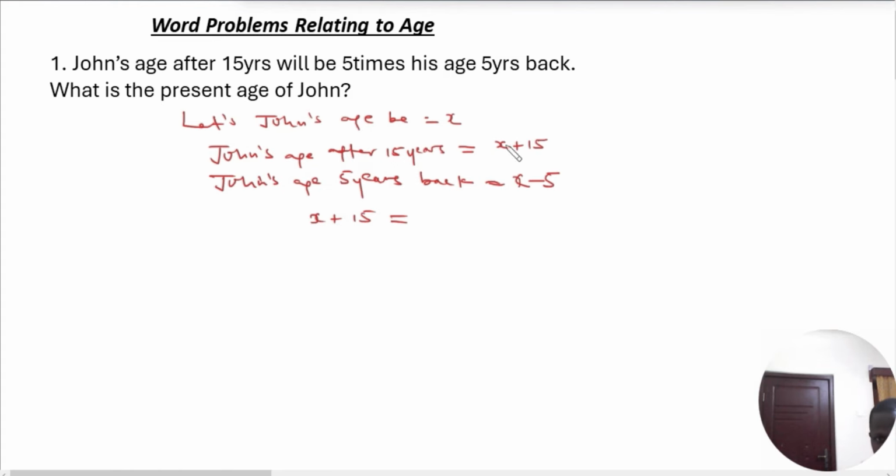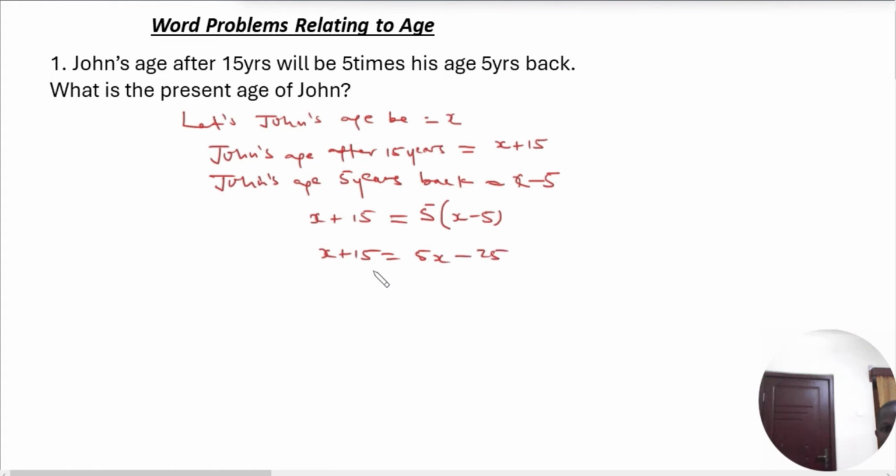5 times his age. Remember, bracket means multiplication. Multiply his age 5 years back. His age 5 years back will be x minus 5, so we're going to place this in bracket. Now we're going to solve this. Let's write again x plus 15 is equal to 5 times x and then 5 times minus 5. 5 times x gives us 5x. 5 times minus 5 is minus 25.